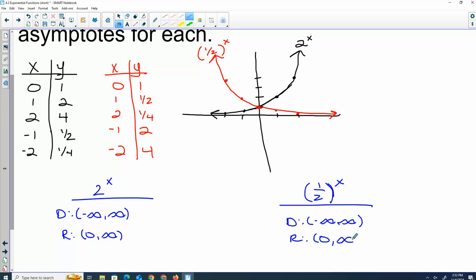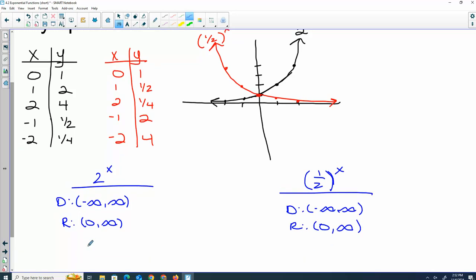Okay, so domain and range were the same. Increasing and decreasing. What's the black one doing? Increasing the entire time. What's the red one doing? Decreasing. Why do you think they're different? What's the difference between 2 to the x and 1/2 to the x? The base. When the base is bigger than 1, the graph is rising. When the base is smaller than 1, the graph was falling.